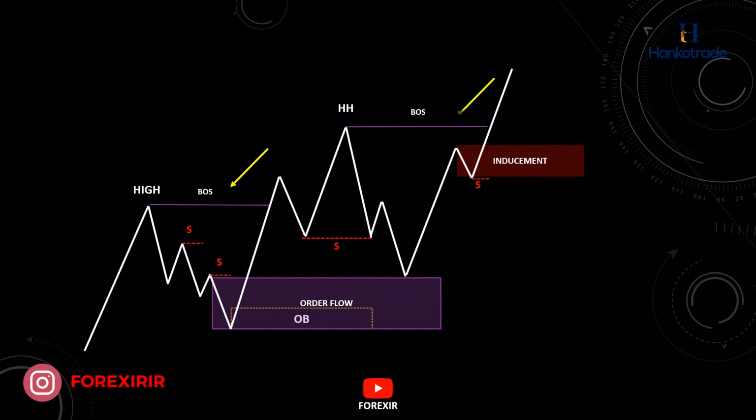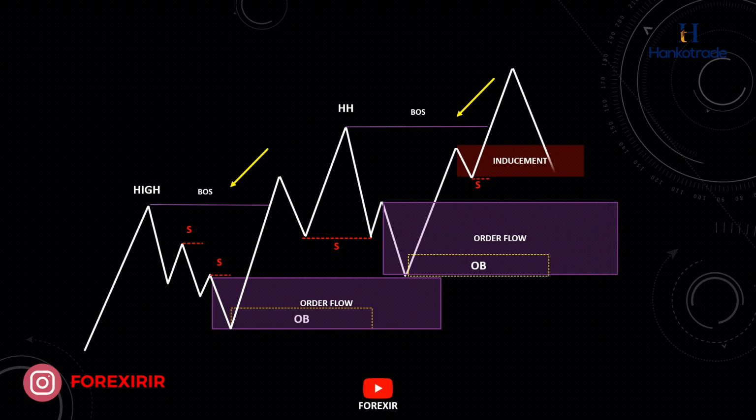In the following scenario, we once again encounter another BOS. As you can see, there's an order block at the extreme point of this bullish order flow. After the price mitigates the order flow, it swiftly reverses to the upside and continues its upward movement.